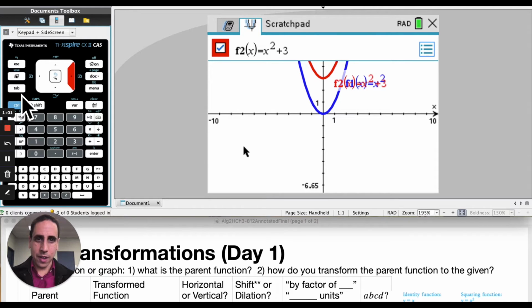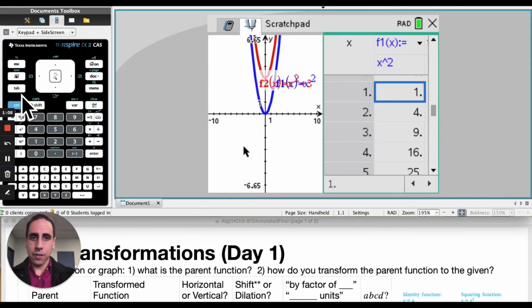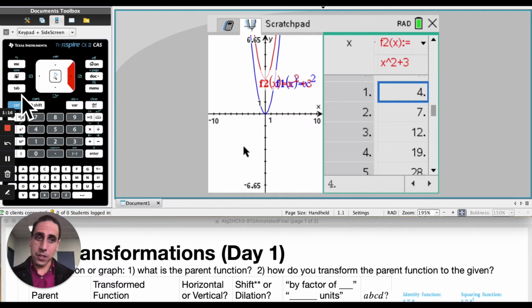You notice the difference between these two. It looks like one is higher up than the other. Maybe that makes sense because the plus 3 is different. I'm going to do Control T for a table. You can see a parabola has y values that go 1, 4, 9, 16, 25, and the transform function has all y values that are 3 units higher: 4, 7, 12, 19, 28. And I think that makes sense because the equation has a plus 3 in it.